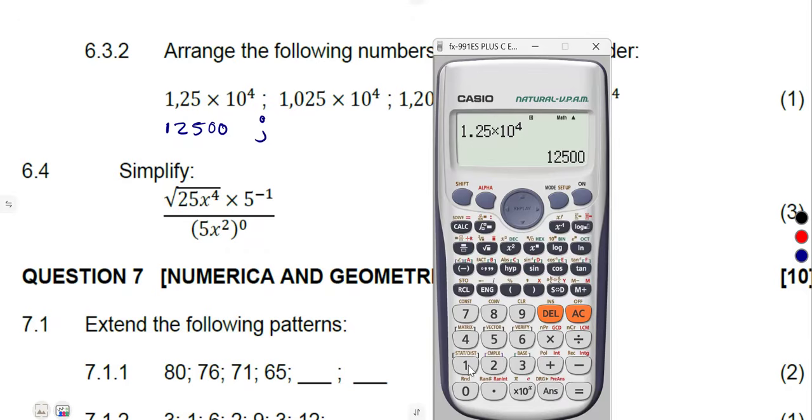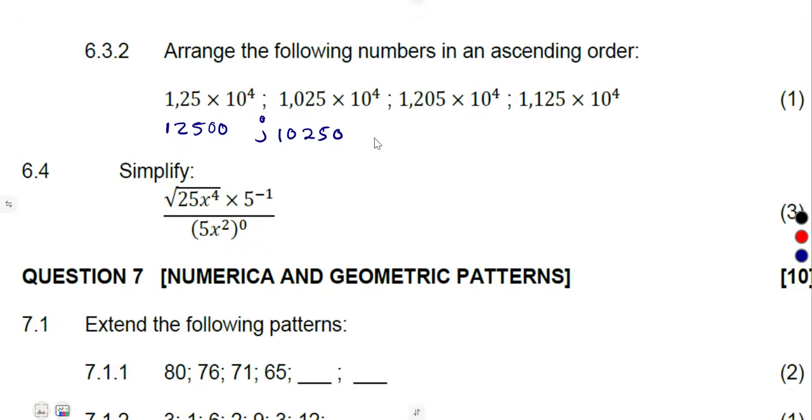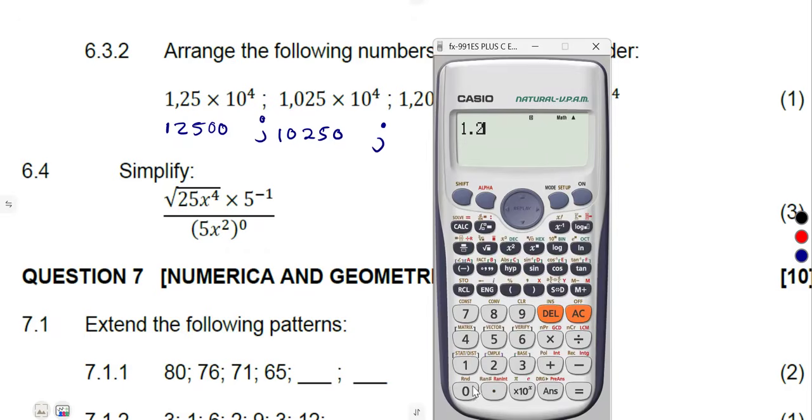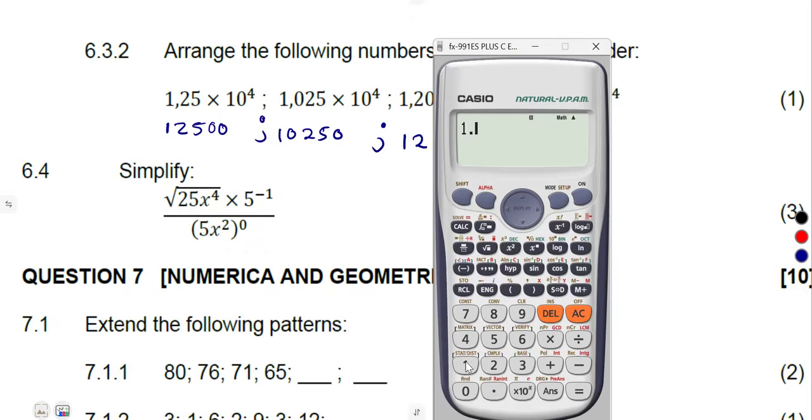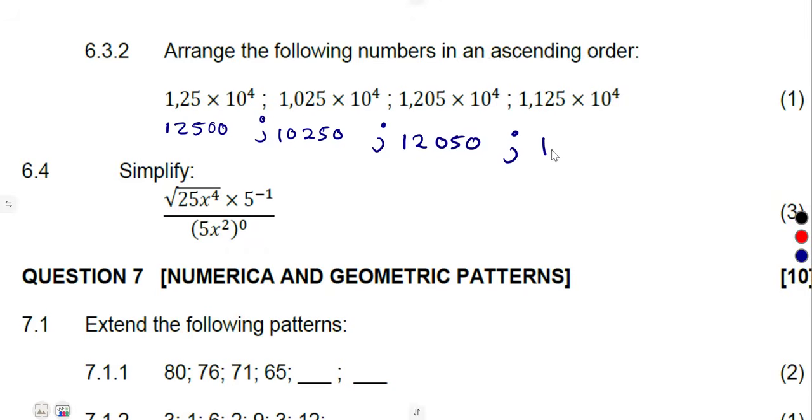Then here, 1.025 times 10 to the exponent of 4 is 10,250. You do the same for this one. 1.205 times 10 to the exponent of 4, which is 12,050. That's going to be 1.125 times 10 to the exponent of 4, which is what? 11,250.